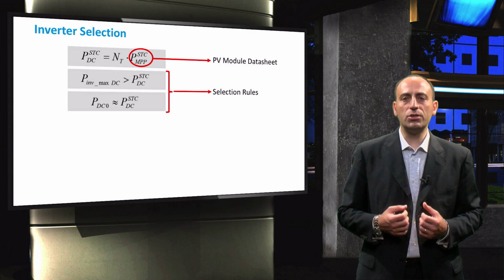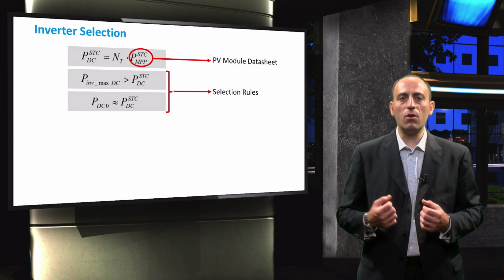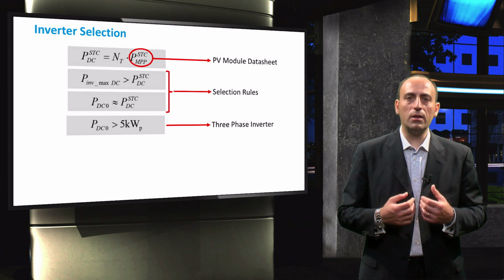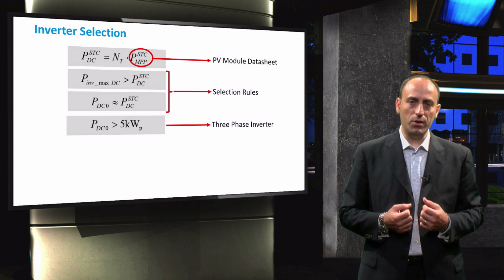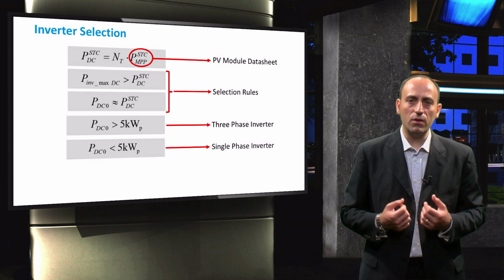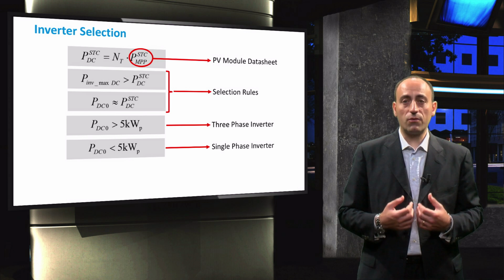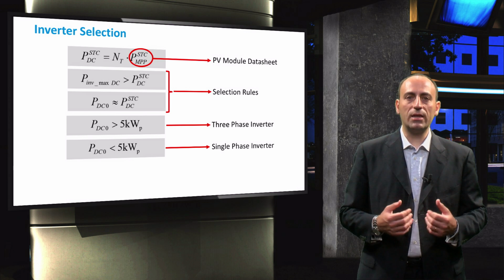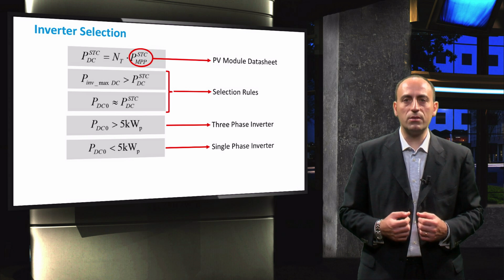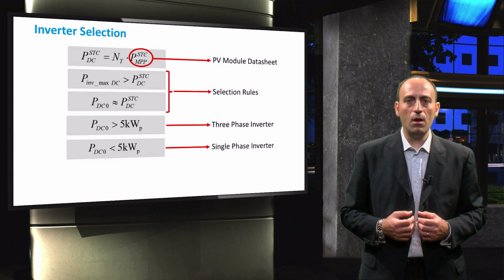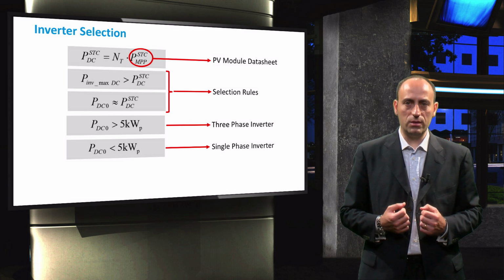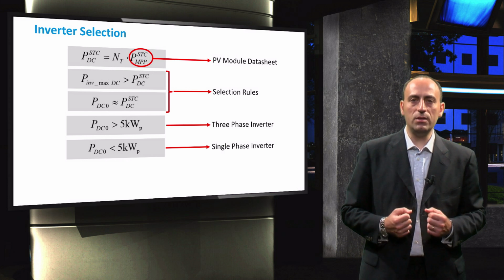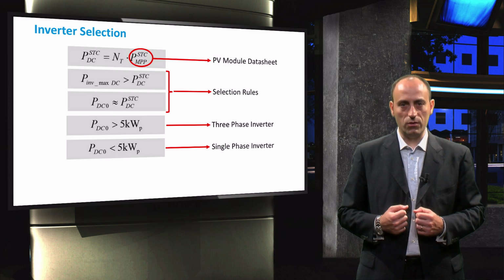An additional consideration is whether to use a three-phase or a single-phase inverter. If the inverter nominal DC power is greater than 5 kW peak, then a three-phase inverter should be used. Otherwise, a single-phase inverter is sufficient. Based on these criteria, a suitable inverter can be selected from the market or from the inverter database maintained by Sandia National Laboratories. From the selected inverter, we obtain two important parameters for our grid-connected system design: the nominal AC power, PAC0, and the nominal DC voltage, VDC0, of the inverter.